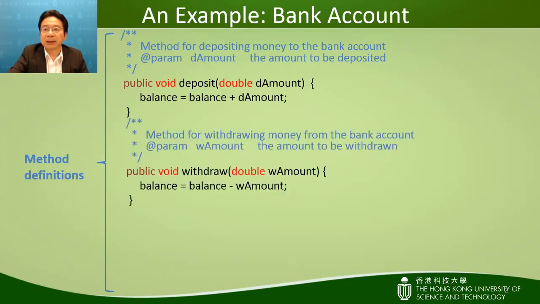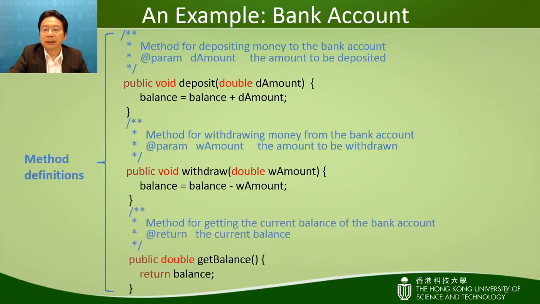The second method is called withdraw, which can be used to withdraw money from a bank account. It takes one parameter, wAmount, of double type, which is the amount to be withdrawn from the account. The statement here will subtract wAmount from the instance variable balance, and the result is assigned back to balance.